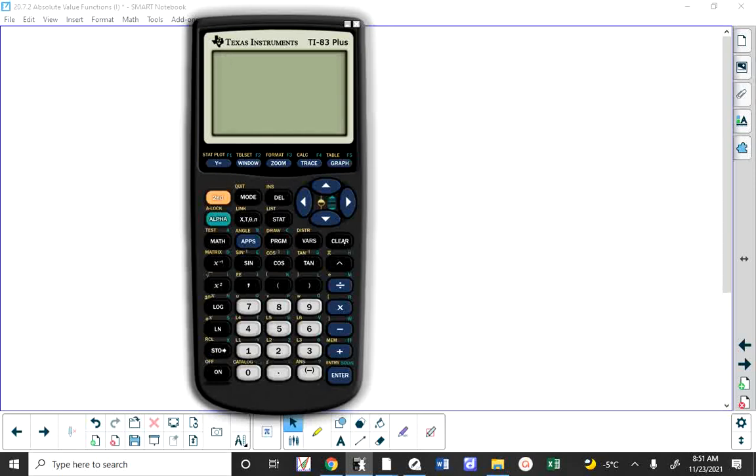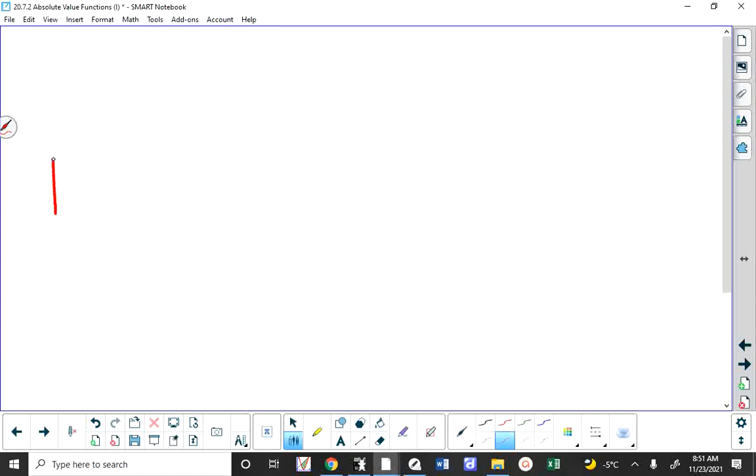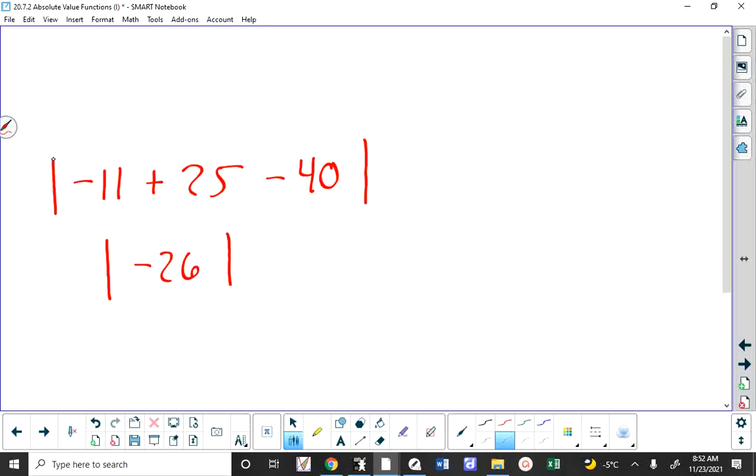If you wanted to determine, for example, what the absolute value of negative 11 plus 25 minus 40 was, what I would do without knowing about the button is take negative 11 plus 25 minus 40 and figure out what that is. And by my count, perhaps you can help me out here, it's negative 26. So when you simplify what's inside, you get negative 26, which is 26 because we're taking the absolute value of it.